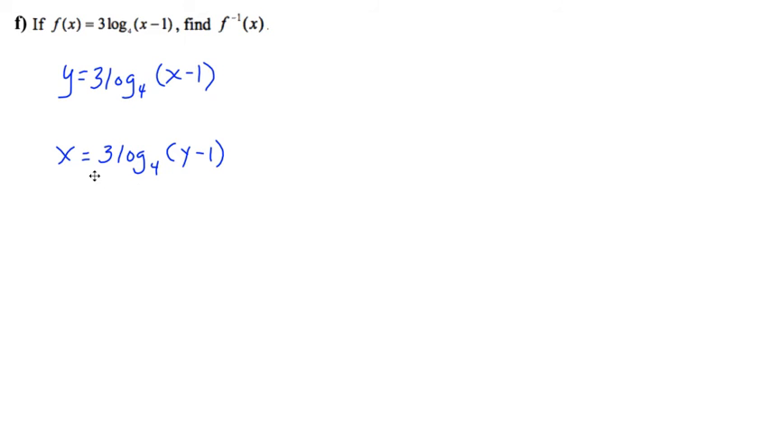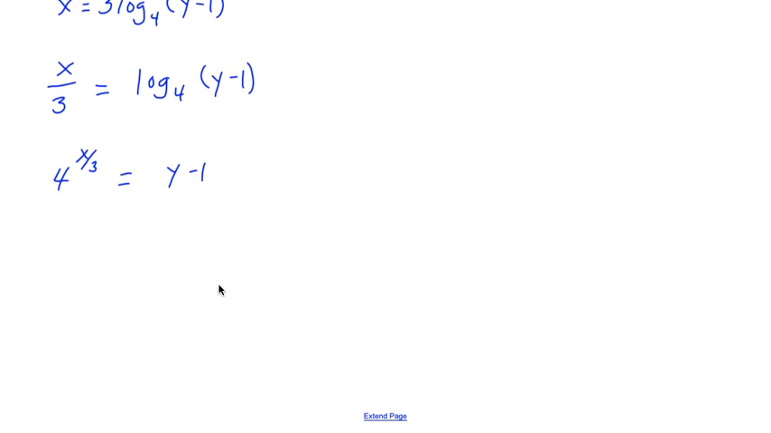So the first thing we want to do is divide both sides by 3. And then we can go ahead and change from logarithmic to exponential notation. And if I do that, I have 4 as my base. This side will be my exponent, and then I have y minus 1. So now, remember, we're still just trying to solve for y, so I just need to add 1 to both sides. And I get y equals 4 to the x divided by 3 power plus 1. And that is our inverse.